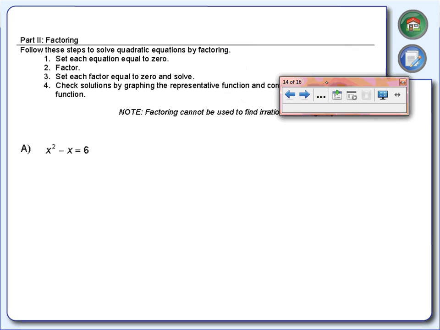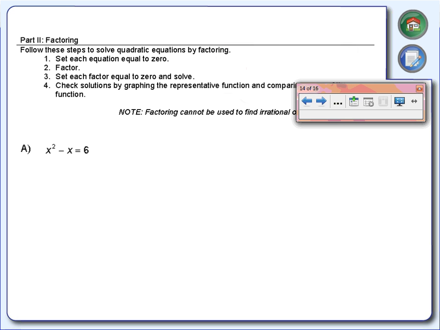Okay, next thing we're going to do is find the solutions to our quadratic, but this time we're going to use something called the factoring method. A couple of steps are involved. First thing we're going to do is set each equation equal to 0. That's going to be our first step. After we have it equal to 0, then we're going to factor. Once we have it factored, we're going to take each one of those factors and set them equal to 0 and solve. All right, so those are the steps. Notice the fourth step is just a matter of checking to make sure we have the right answers.